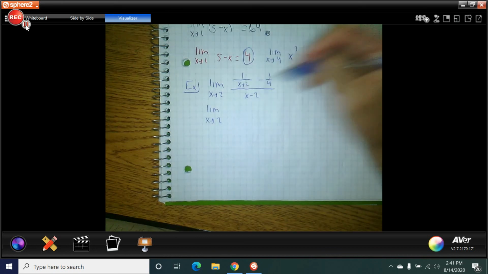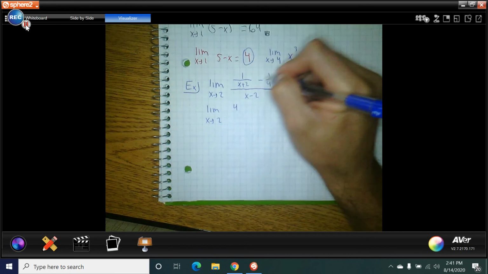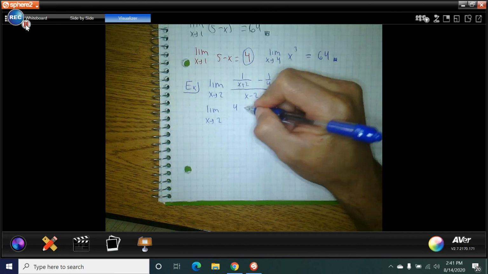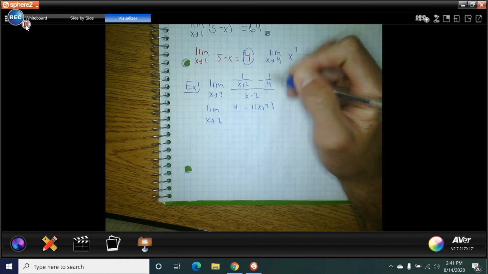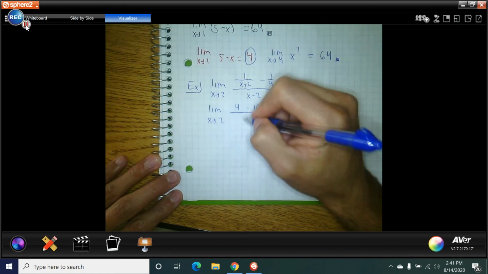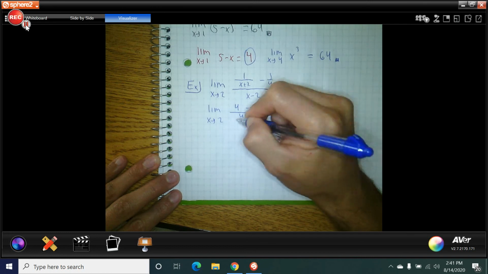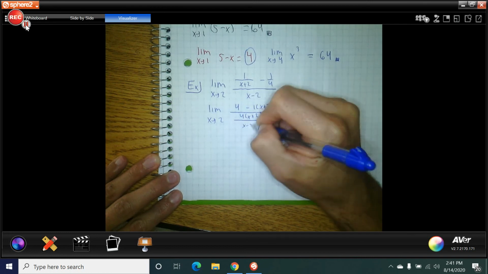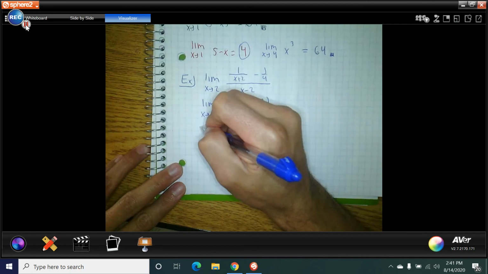So right here I have two fractions. I'm going to get a common denominator, which means I'm going to multiply this 1 by 4. And I'm going to multiply this by x plus 2. So that common denominator now would be 4 times x plus 2. And then I still have my x minus 2 down here. So let's go ahead and continue to clean that up.